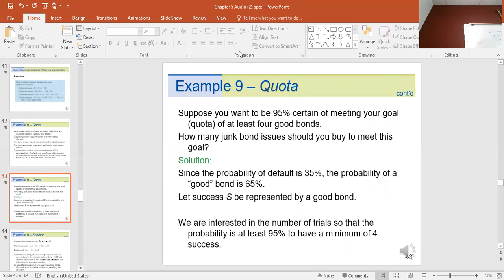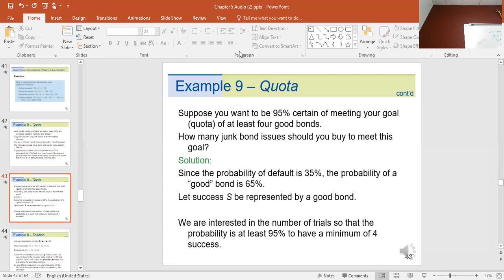What is N? This is our question. What is N? So that the probability that X is greater than or equal to 4 is greater than 0.95. X greater than or equal to 4 means 4, 5, 6, up to N. But we don't know N.